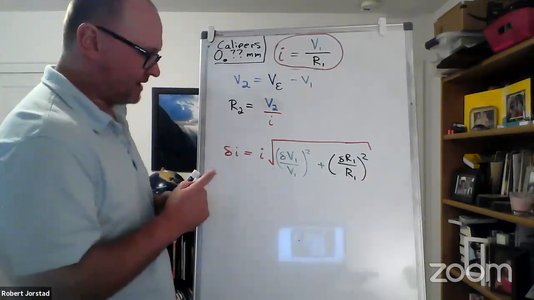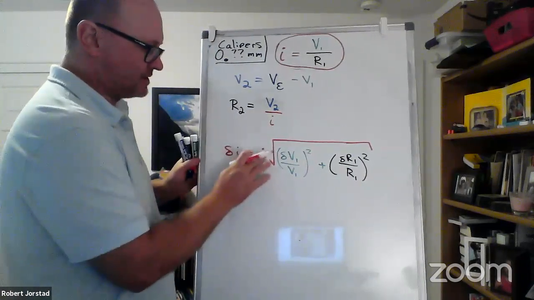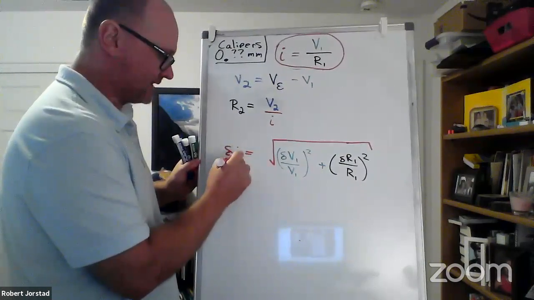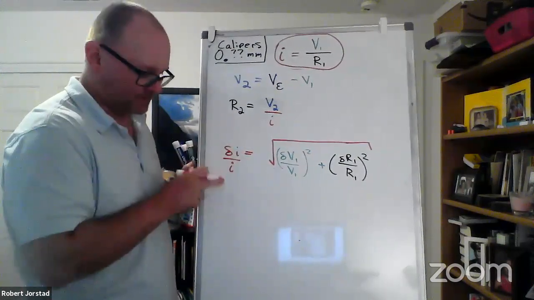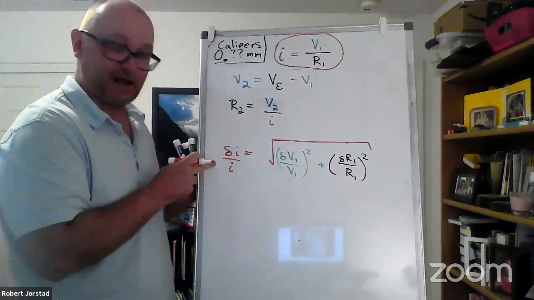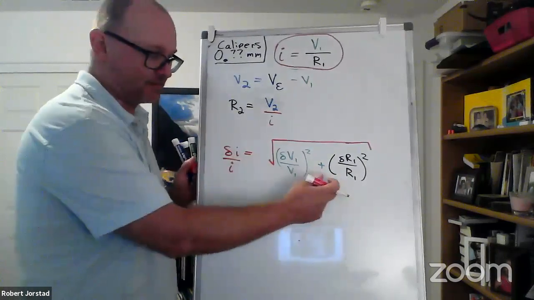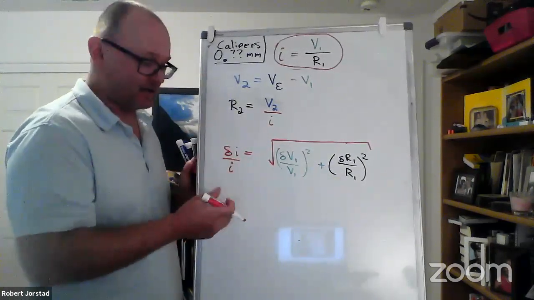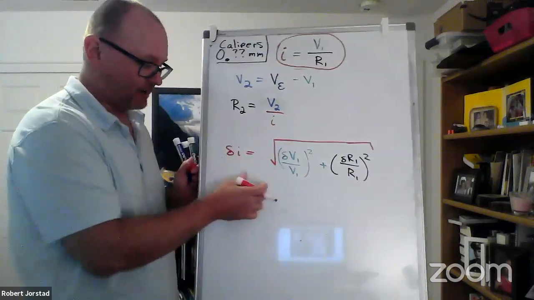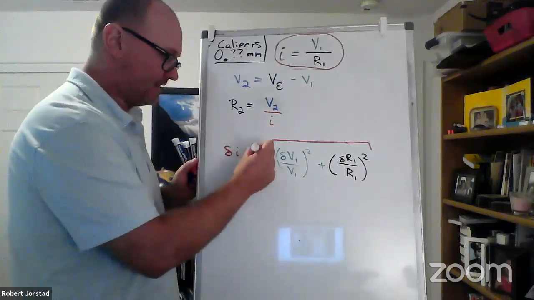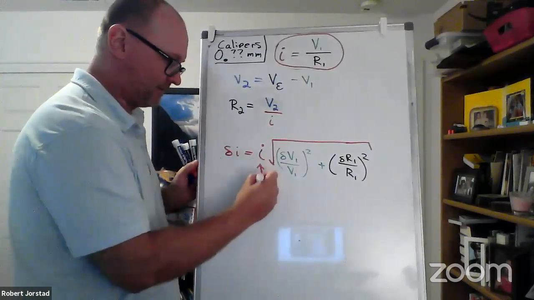So I do want to point out here, in order to make the units look right, oftentimes people write this like this. The percent error or fractional error in I relates to these other fractional errors. However, in our data sheet, if you need the error bar, we've got to cross multiply, and this I right here is commonly forgotten.